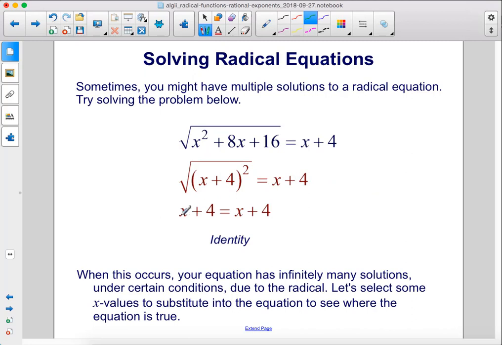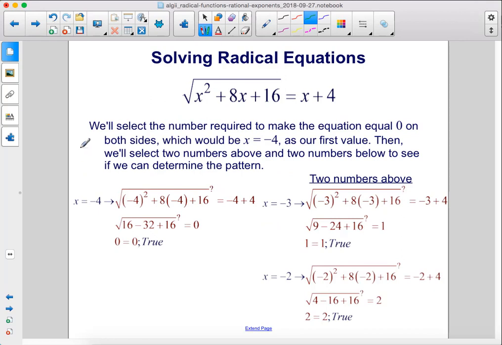So we have the same exact thing on both sides. So if we had simplified further, we would get to this point, x plus 4 equals x plus 4. When this occurs, your equation has infinitely many solutions under certain conditions due to the radical. Let's select some x values to substitute into the equation to see where the equation is true. We'll select the number required to make the equation equal 0 on both sides, which would be x equals negative 4 as our first value. Then we'll select two numbers above and two numbers below to see if we can determine the pattern.